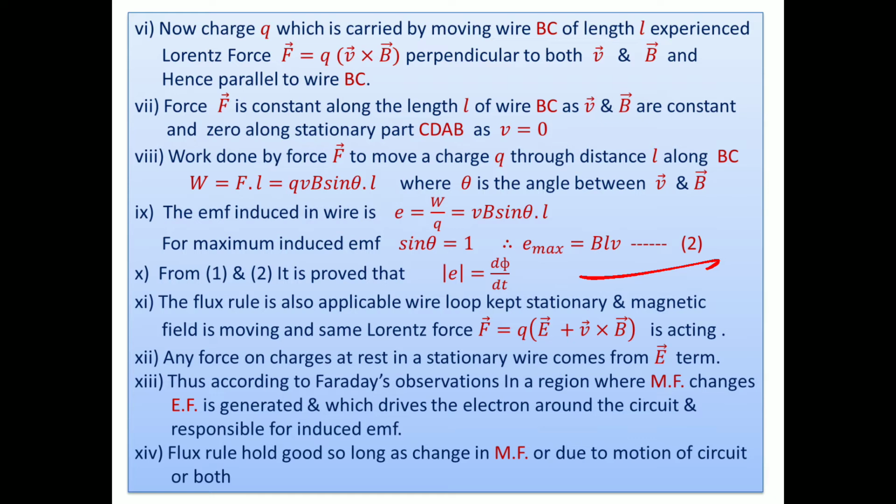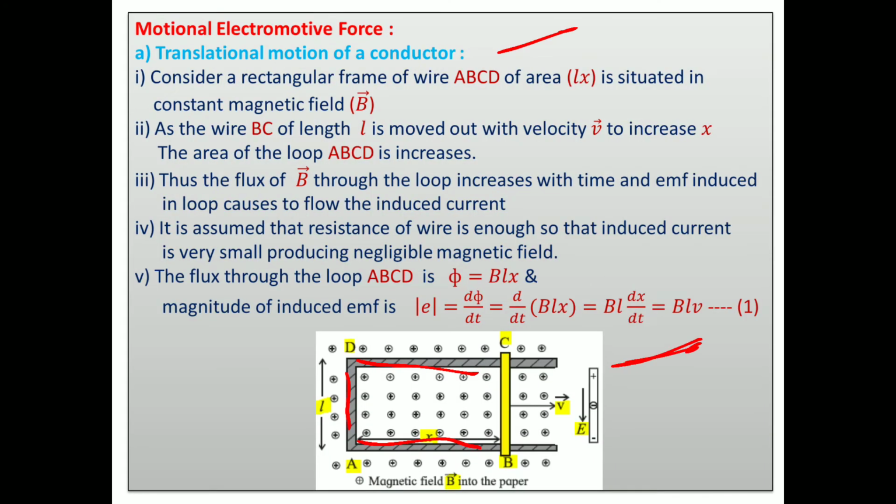The flux rule is also applicable when a wire loop is kept stationary and the magnetic field is moving, which means there is relative motion. Suppose we consider the wire is kept stationary and the magnetic field is moving, then it is also applicable. It doesn't matter, the magnetic field changes.